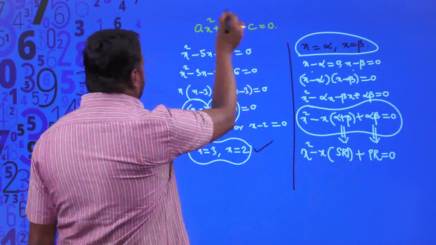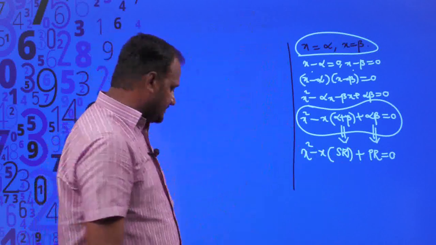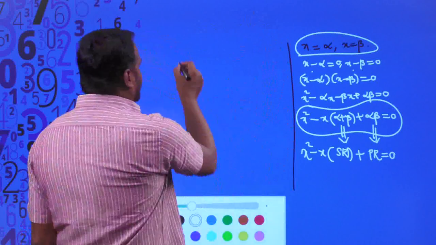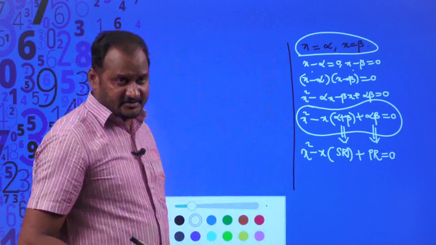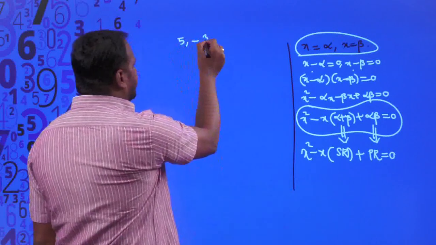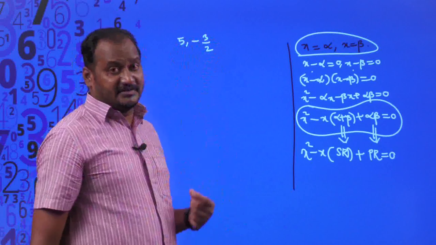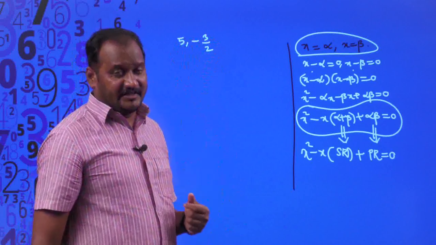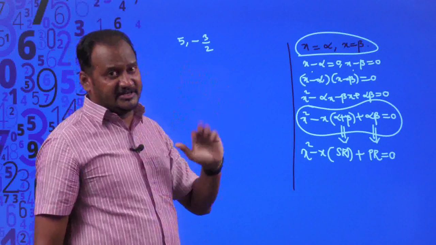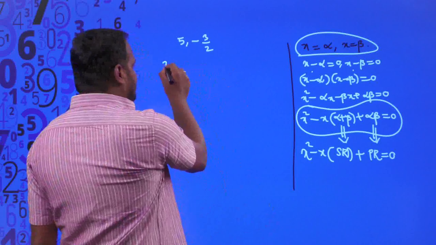That is, I just want to find out the quadratic polynomial equation when the roots are given. For example, find a quadratic equation whose roots are 5 comma minus 3 divided by 2. 5 is one root, minus 3 by 2 is the other root. Then what is the quadratic equation whose roots are 5 comma minus 3 by 2? That is my question. Now I am going to answer this.